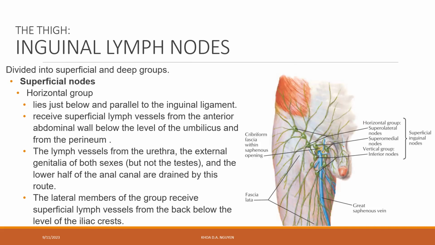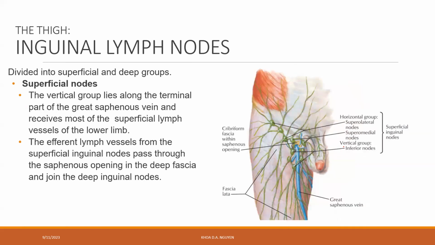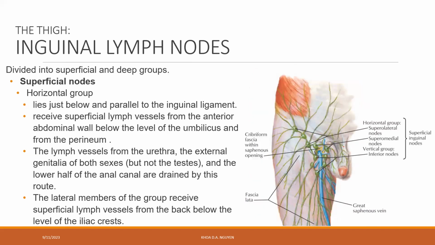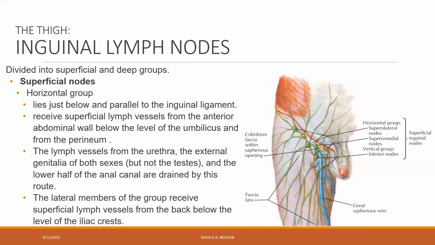All right. So now, inguinal lymph nodes. Inguinal lymph nodes are divided into the superficial and deep groups. Now, the superficial nodes have the horizontal group and the vertical group. The horizontal group lies just below and parallel to the inguinal ligament. Where is the inguinal ligament? Just right here. And so where are these nodes located? They're right here. They are the horizontal group.